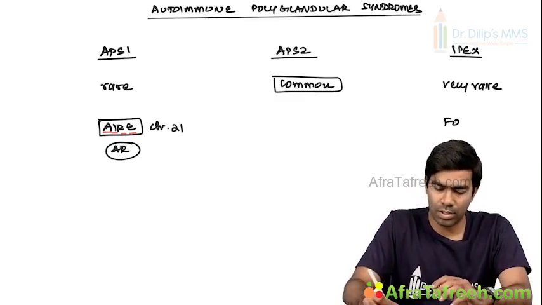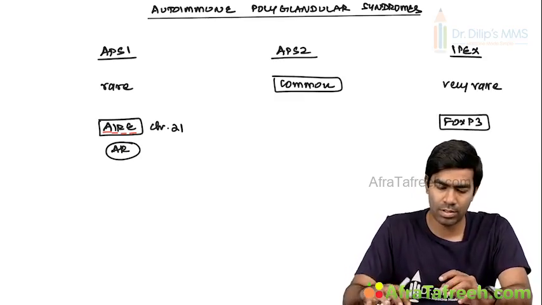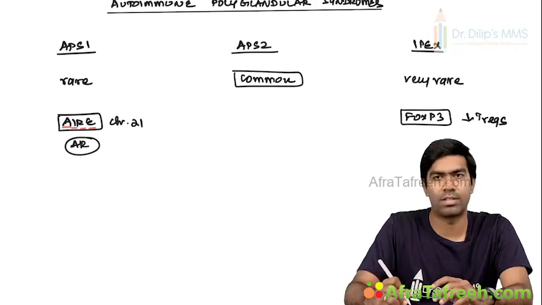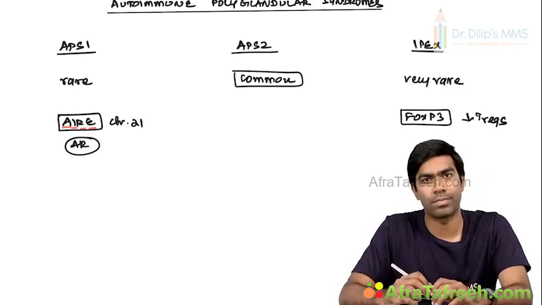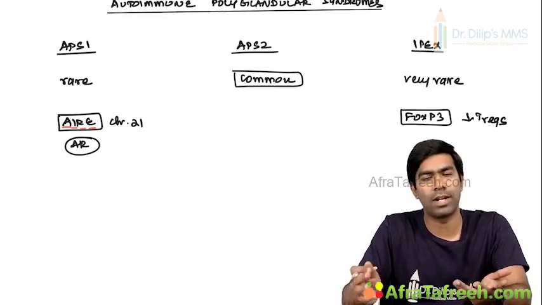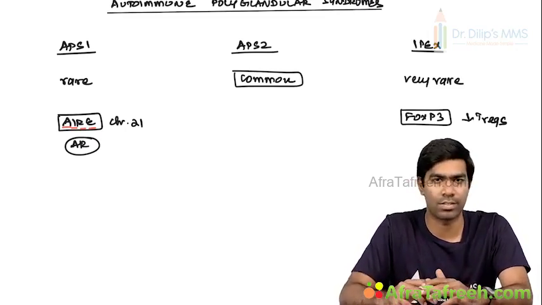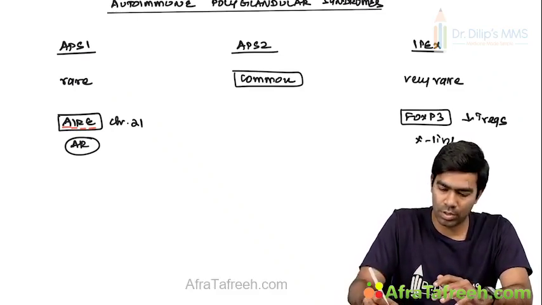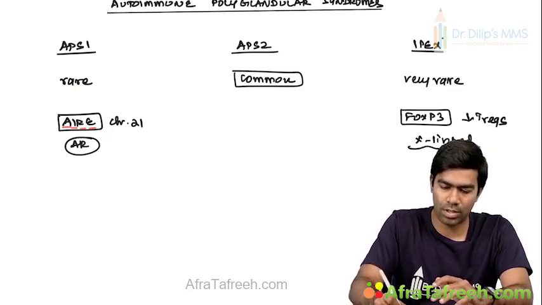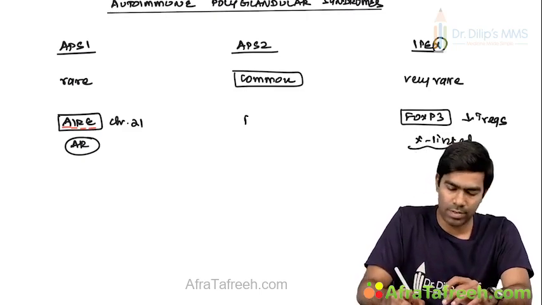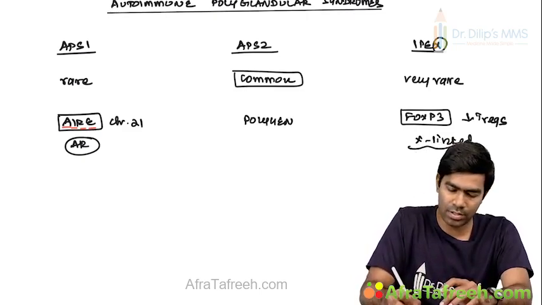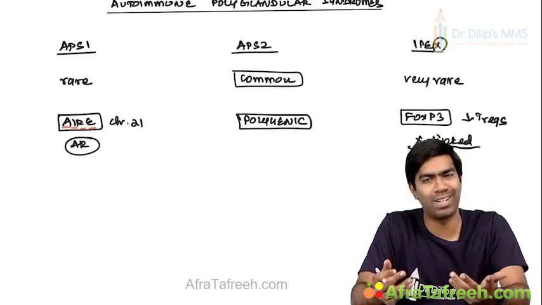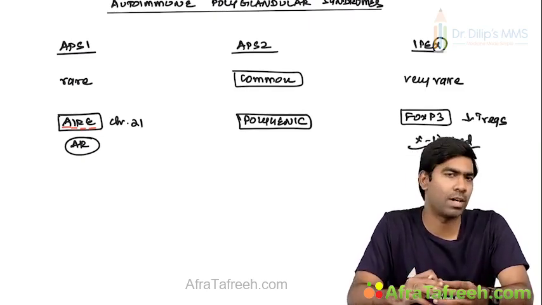Whereas IPEX is due to FOXP3 mutations, which means they are going to have a reduced number of T regulatory cells, and because of that, they develop autoimmunity. Regulatory cells are the ones that fight against autoimmunity. So here they don't have the regulatory cells, that's why. And this disease is going to be X-linked. That's why it's called IPEX. Whereas APS type 2 doesn't have a definitive inheritance; it tends to be polygenic inheritance, which means it has a genetic basis as well as an environmental background.